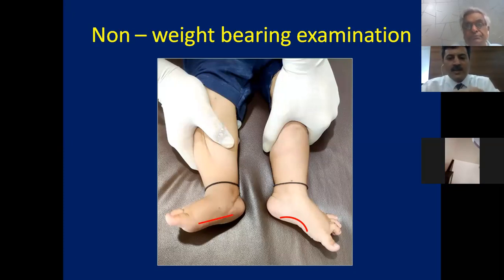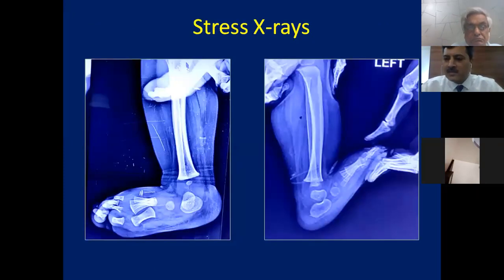Now this is a combination of a rigid flat foot on the right side and a flexible flat foot on the left side in this child. So we took x-rays. We took stress x-rays and you see the talus, and on your left side, which is a flexible flat foot, the talus is normally, horizontally aligned, while on the right side the talus is vertically aligned. So this is a sign of rigid flat foot. We take stress x-rays to confirm our findings.